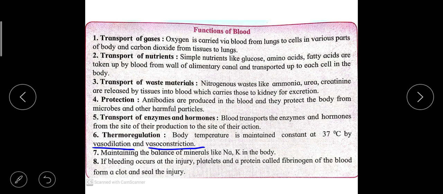Now next, if bleeding occurs at an injury, platelets, as we have seen, play a very important role in blood clotting. They are also known as blood clotting factors. So if any bleeding occurs at the site of an injury, platelets and the blood protein known as fibrinogen form a clot and seal that injury.